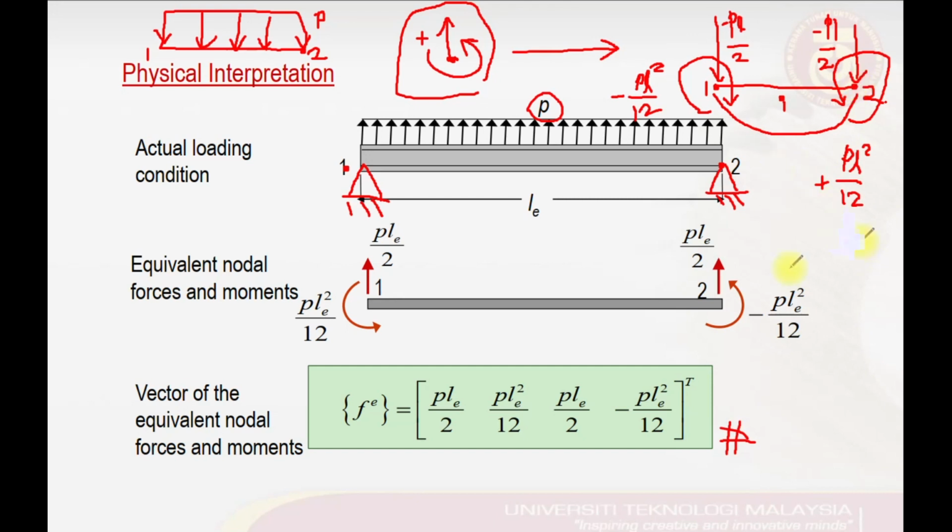So to write the equivalent nodal force and moment vector for this kind of distributed load here, we will have our FE here, which will have negative PL over 2, then we have negative as well, then at node number 2 we have negative PL over 2, and then for the rotation we have PL square over 12.